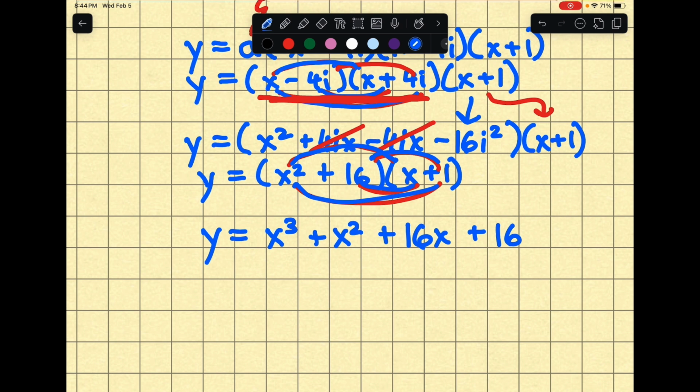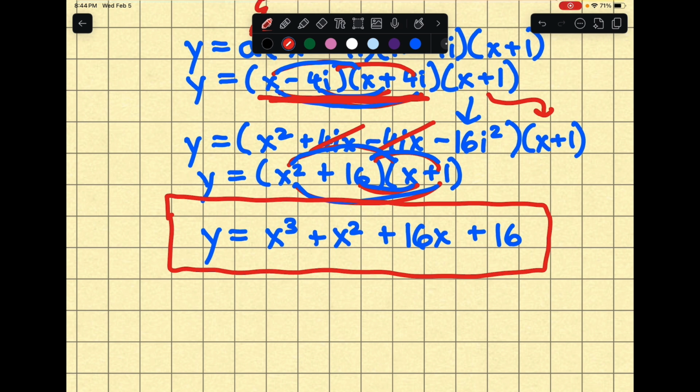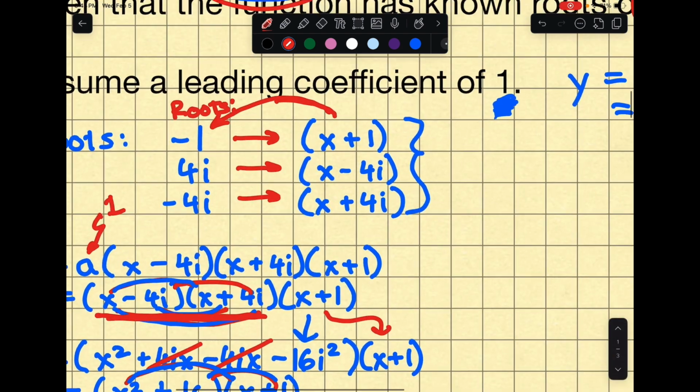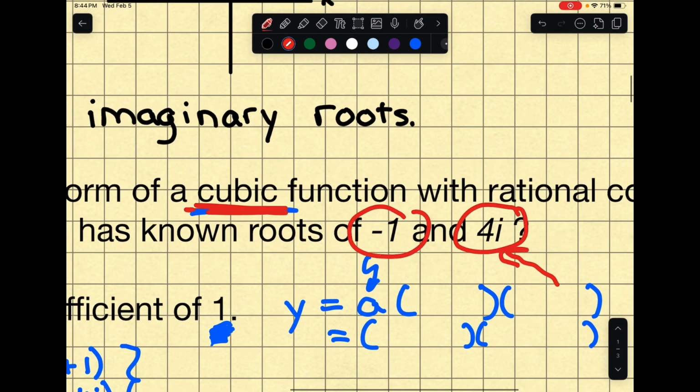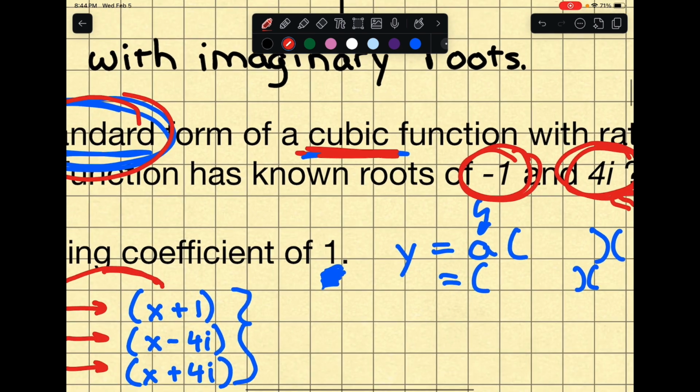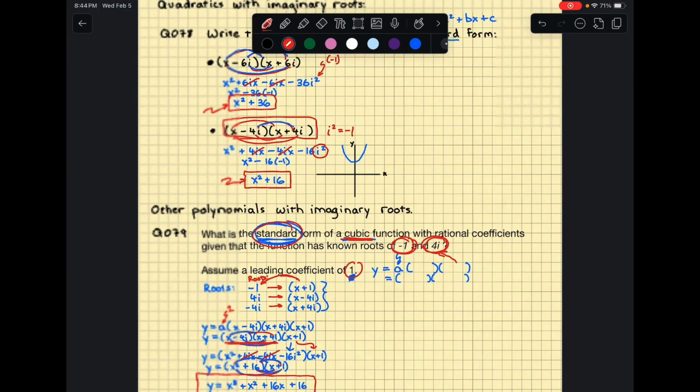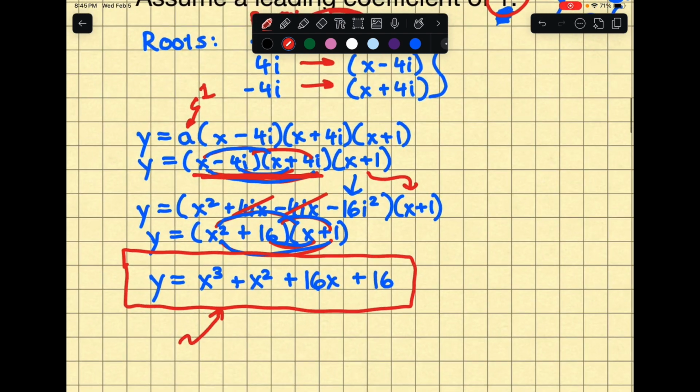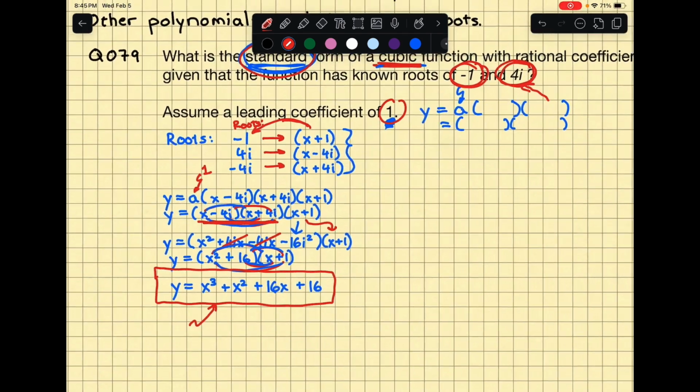Looking at it right away, we can see there's no more simplification we can do here, right? There are no like terms we can combine. So actually, that's our answer. y equals x cubed plus x squared plus 16x plus 16. So this cubic polynomial would have the roots negative 1 and 4i, and must therefore also have negative 4i, and a leading coefficient of 1. So hopefully that one wasn't too bad. That was question type 79.